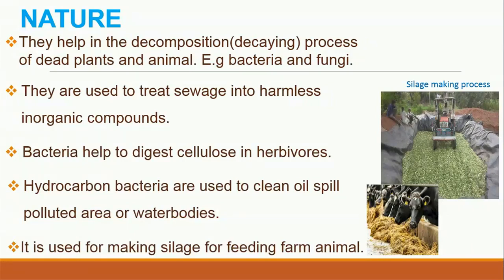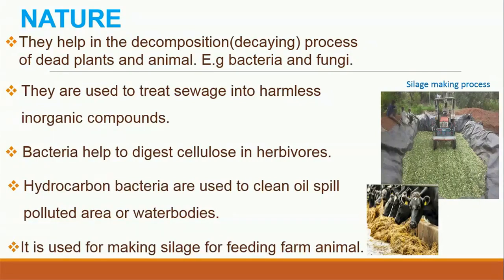Number 3 is that bacteria help to digest cellulose in herbivores. Herbivores such as cow, sheep, cattle, goat, and the rest feed on grasses. These grasses contain cellulose. They don't have the enzyme that can digest the cellulose, so they depend on certain bacteria found inside their body to help them in the digestion of cellulose.